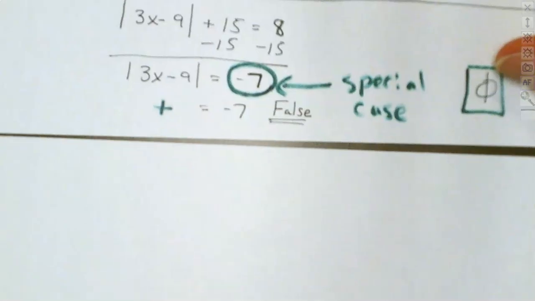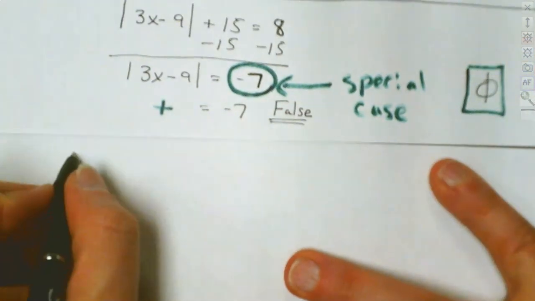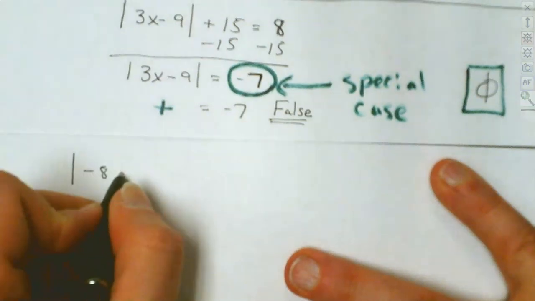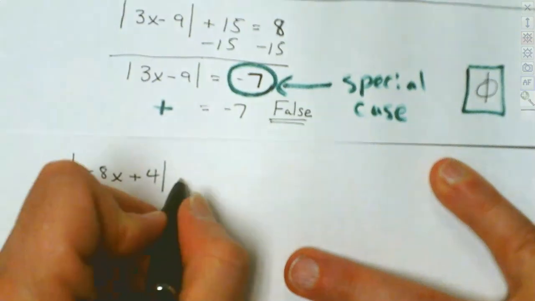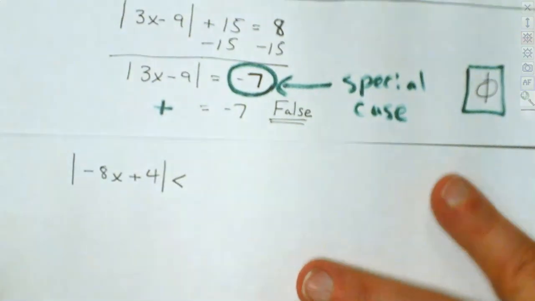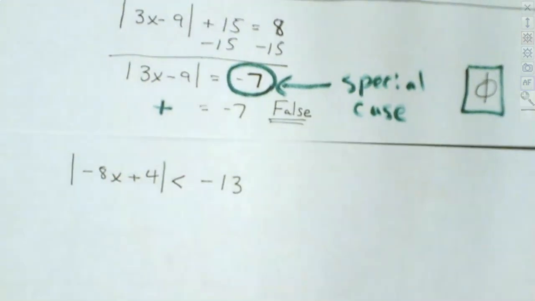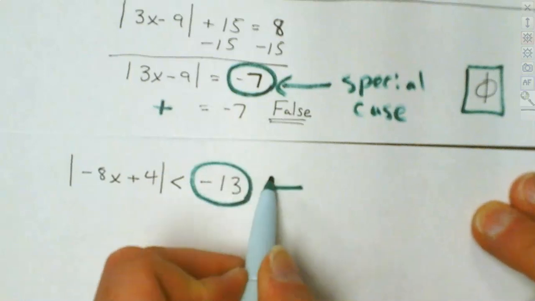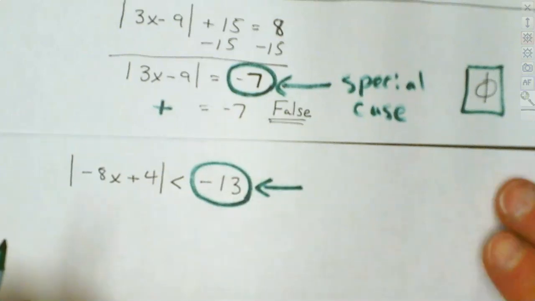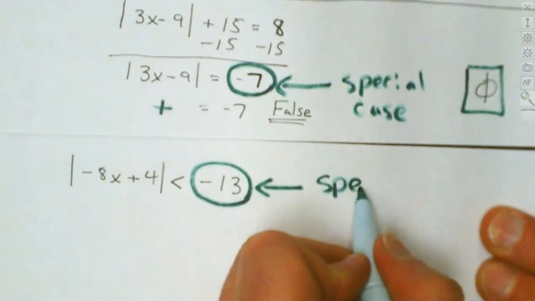Now we're going to look at inequalities and see how these are a little bit different. Absolute value of minus 8x plus 4 is less than, how about a negative 13? So right off the bat, I should already understand that this is going to be a special case because of that negative. So that negative 13, well, that makes it again a special case.